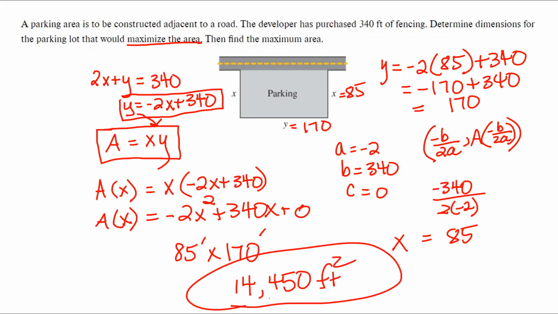If we create it in this way, that will give us the maximum possible area given the amount of fencing we have.